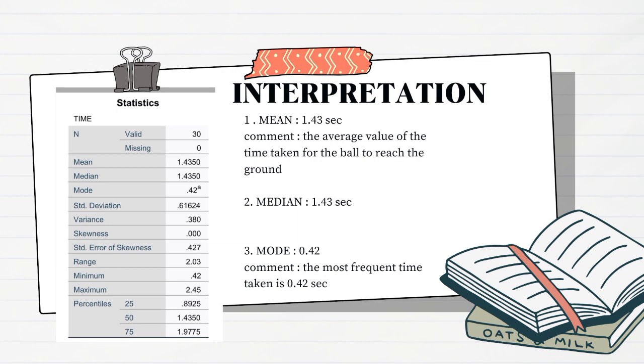Okay, from this table we can see that the mean value is 1.43 seconds, which represents the average value of the time taken for the ball to reach the ground or the surface area. And next, the median is 1.43 seconds. Lastly, the mode is 0.42, representing the most frequent time taken for the ball to reach the ground.